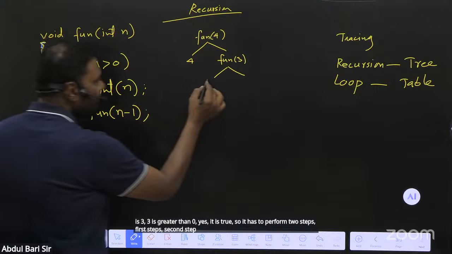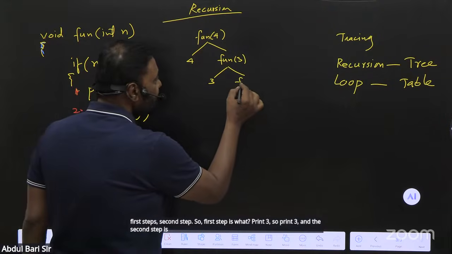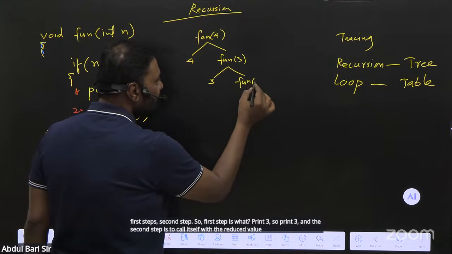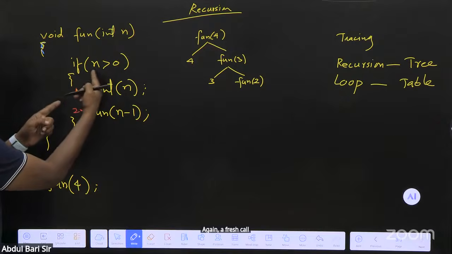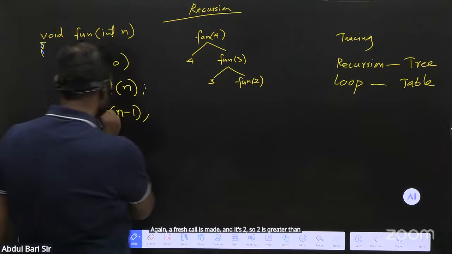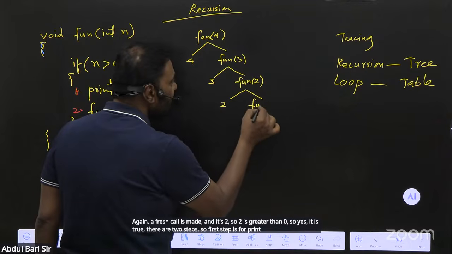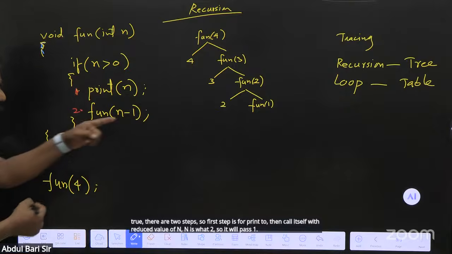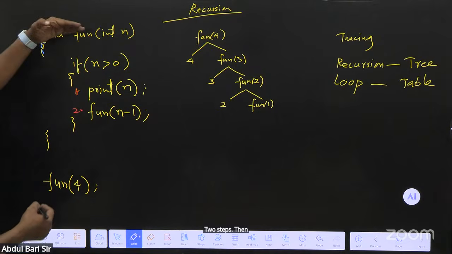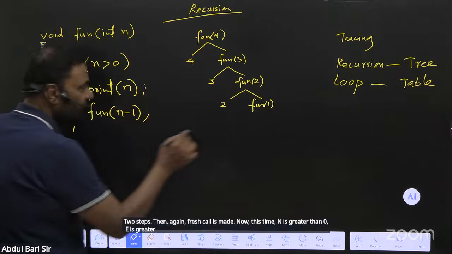First step is what? Print 3. And the second step is what? Call itself with the reduced value of n. n is 3, so pass it 2. Again, a fresh call is made. n is 2. So 2 is greater than 0. Yes, it is true. There are 2 steps. First step is print 2. Then call itself with the reduced value of n. n is 2, so it will pass 1. Then again a fresh call is made. Now this time n is greater than 0. Yes, so it will perform these 2 steps.